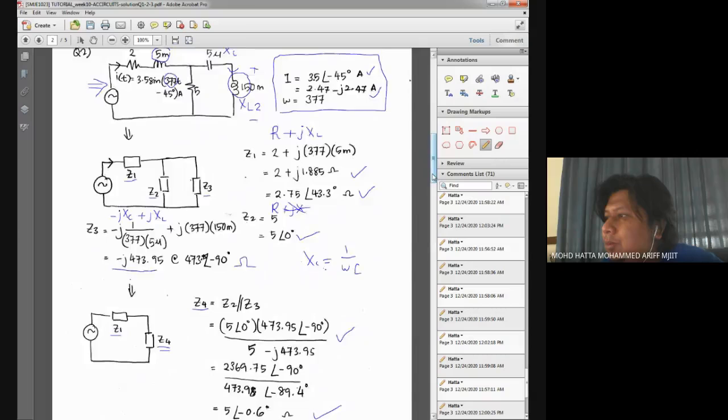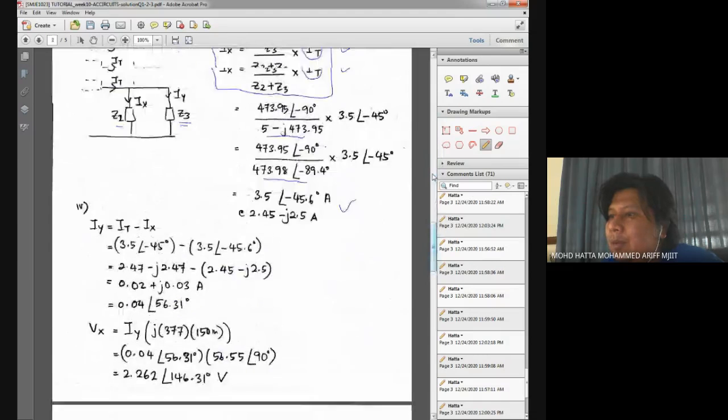So that's what I did in my solution, where in order to get the current flowing through here, remember that Z3 is the combination of XL and XC, but we are only trying to calculate the value of current first. So Iy is given by the total current minus the current over here. You will get the current flowing through here. And here's the answer for Iy. And I will use Iy and multiply with the value of my XL over here.